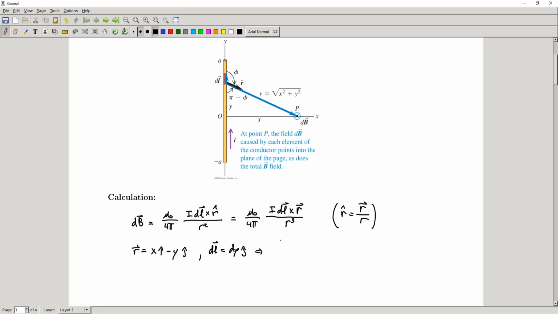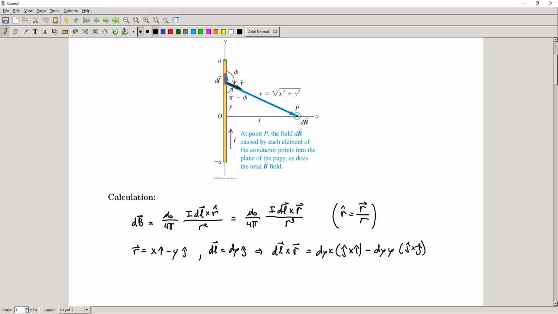Well, this means that our cross product dl cross r, which we have up here, is really going to end up being dy times j hat cross i hat. That's the first term of crossing these two. Then we're going to have a minus dy times y, j, excuse me, j hat cross j hat.